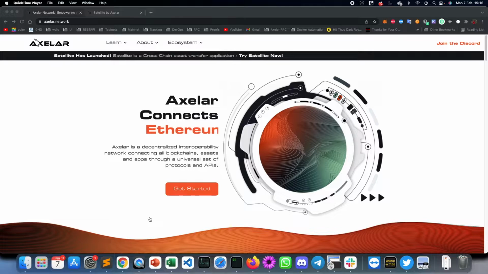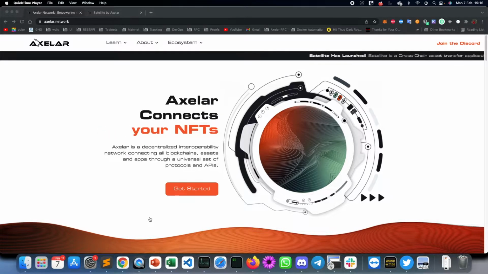So Axelar network provides a set of APIs and protocols for interchain communication to happen between various ecosystems. Currently Axelar supports five different external chains: Moonbeam, Phantom, Polygon, Avalanche, and Ethereum. All these chains can be interconnected via Axelar's APIs and protocols.